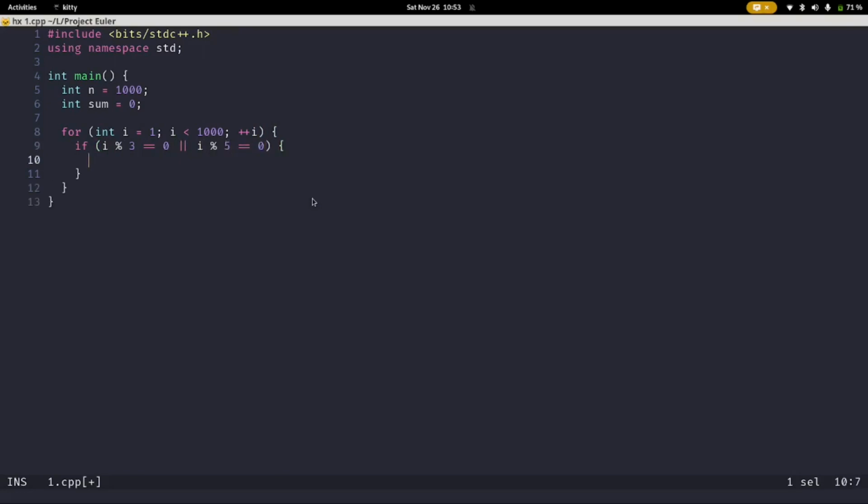A number is a multiple of some number if taking the remainder modulus with that number gives 0. The remainder of a multiple of 3 with 3 will be 0. Same is the case for 5. So if it's a multiple of 3 or it's a multiple of 5, just add it to the sum, and then we print out the sum.